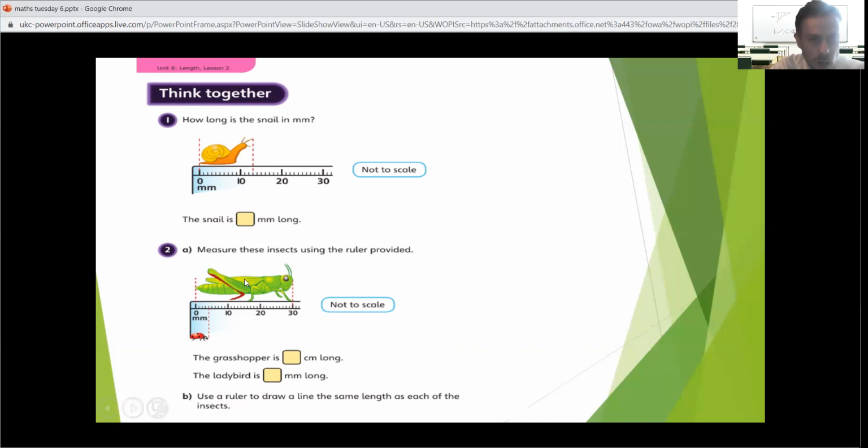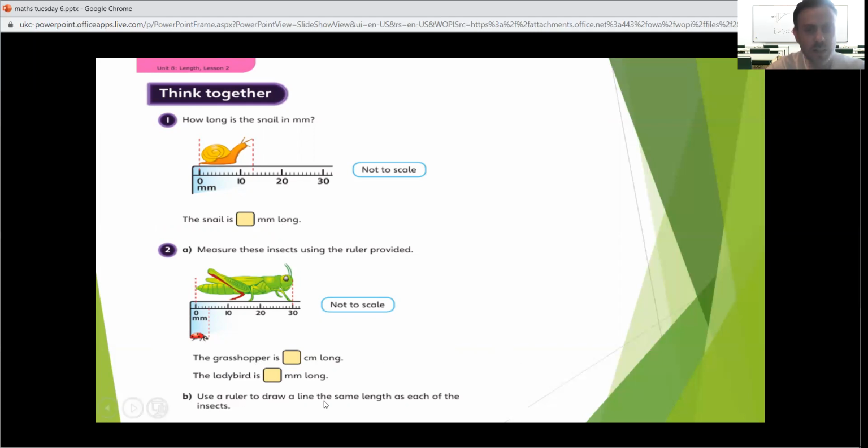And then we've got a grasshopper and a ladybird. I almost missed the ladybird there. You have to tell me how long they are as well. What I should have done was make these bigger as well. Hopefully, though, you can see those pretty clearly. And you can have a go at that. Okay. Have a go at that one.